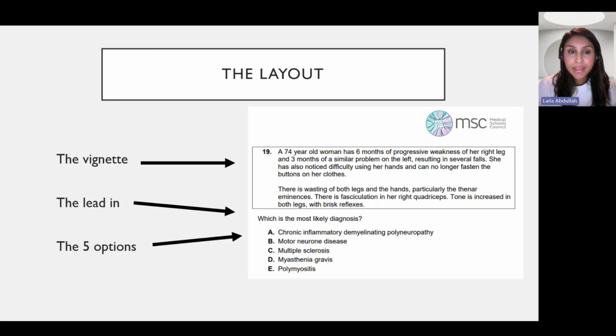So what's the layout of an SBA? You've got the clinical vignette, which is a clinical scenario that sets the scene and gives the necessary clinical information. You've then got the lead-in, which is a question, and then you've got 5 options.